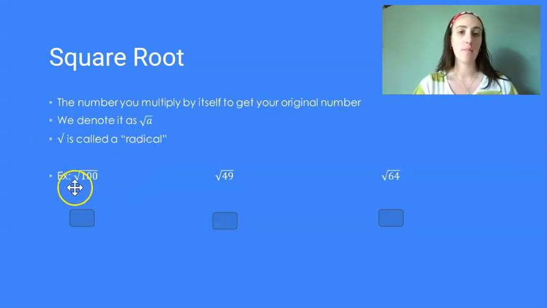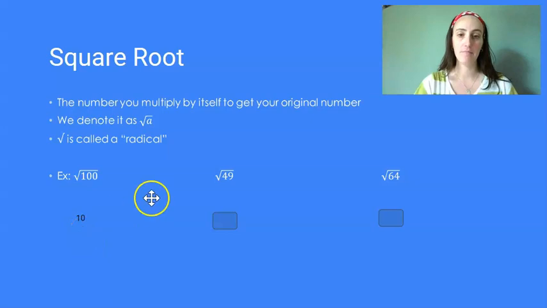So for example, we have here the square root of 100. To find the square root of 100, we're asking ourselves, what number do we times by itself that equals this 100? Well, I know that 10 times 10 equals 100, so the square root of 100 is 10.